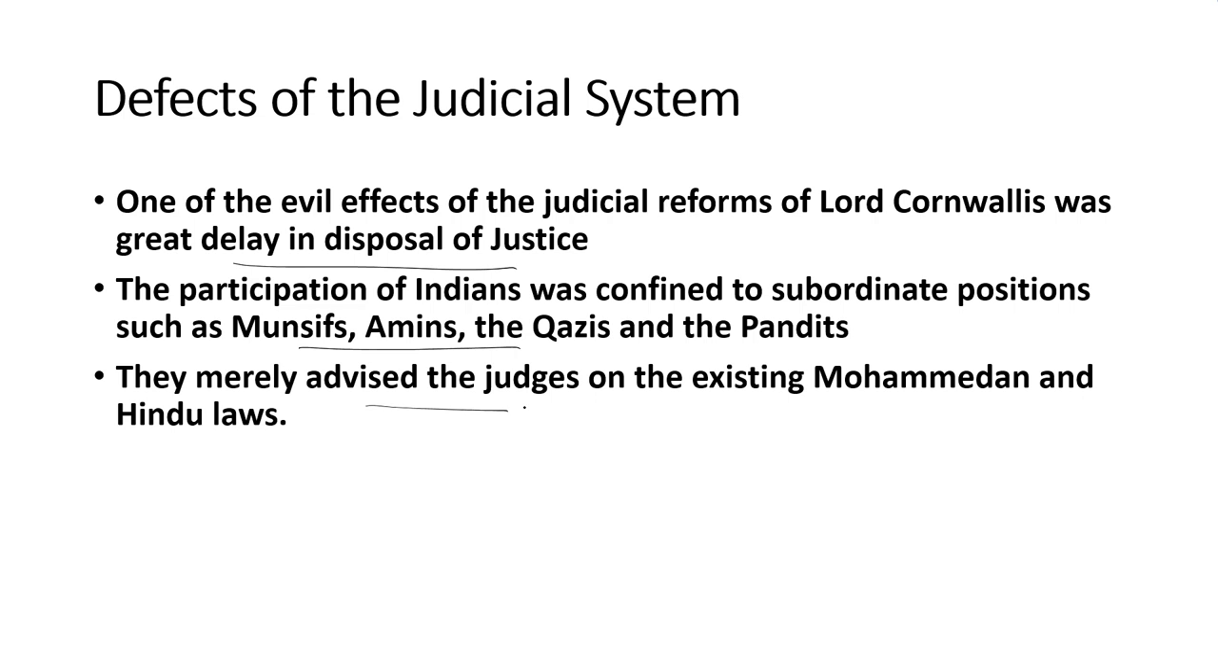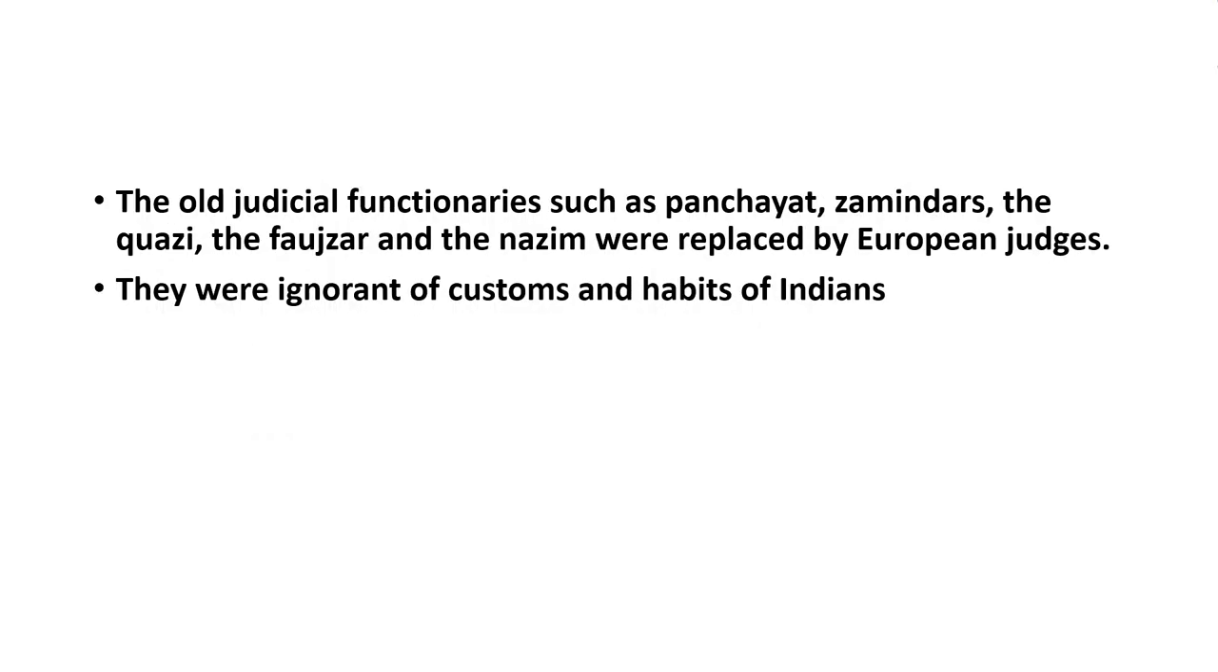In the Muhammadan and Hindu laws, the Indian officers helped the British officials in the interpretation as well as in the administration of justice. These Indian officials interpreted the Shariat law and the Shastras for the administration of justice to these British officials. Earlier, the Panchayat, Zamindars, Qazi, Faujdar, Nazim, they enjoyed judicial powers. Now, the powers of these agencies got replaced by European judges. However, these European judges were not aware of the Indian customs, practices and behavior of the Indians.